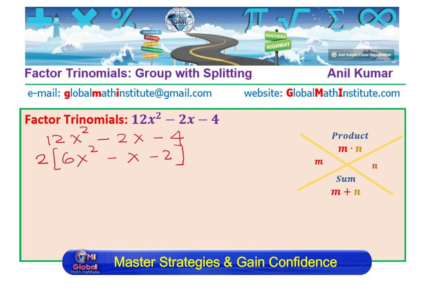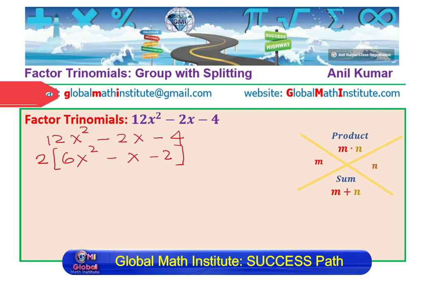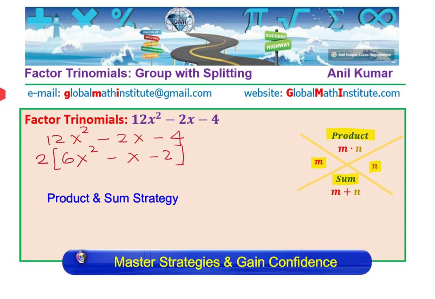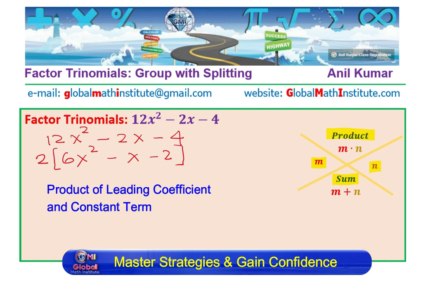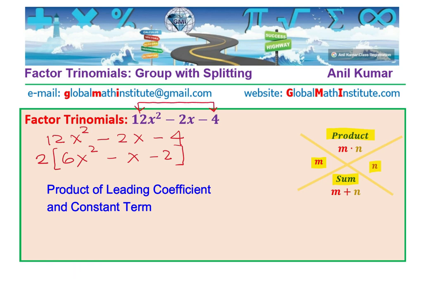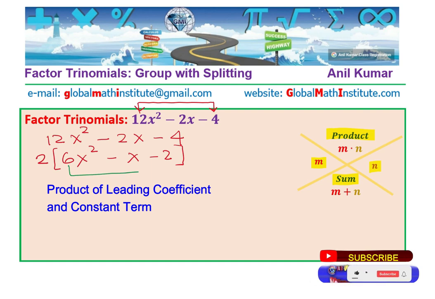So the trinomial in the square bracket now is to be factored further. And for that, we're going to use our strategy of product and sum first. We need to find two numbers m and n so that their product and sum match in some way. So let's see what the product is. Product is the product of the leading coefficient and the constant term, which in this case is 12 and minus 4. But we factored, and therefore we'll only consider the product of 6 and minus 2. Do you see that? So this factoring helps bring the numbers smaller. 6 times minus 2 is minus 12, correct?